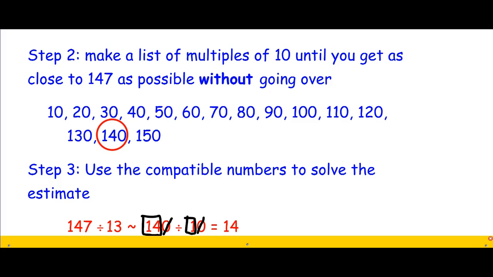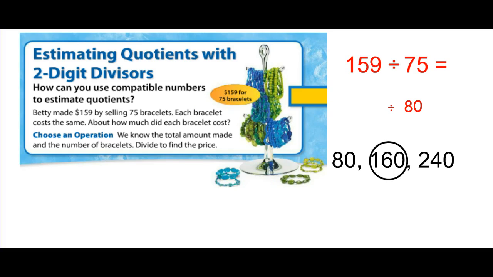Let's look at one more problem. Betty made $159 by selling 75 bracelets. Each bracelet cost the same. About how much did each bracelet cost? So we're going to take 159 and divide it by 75.